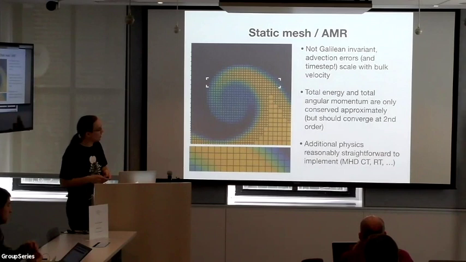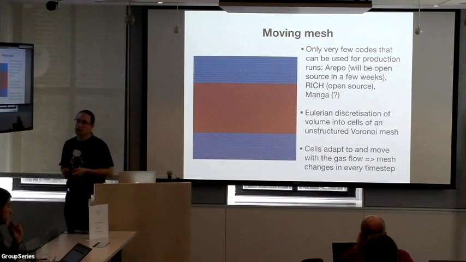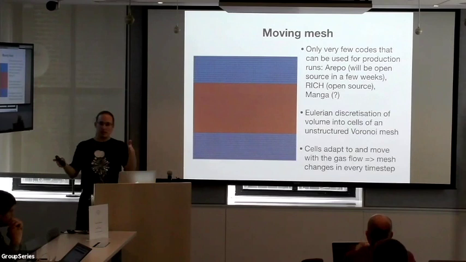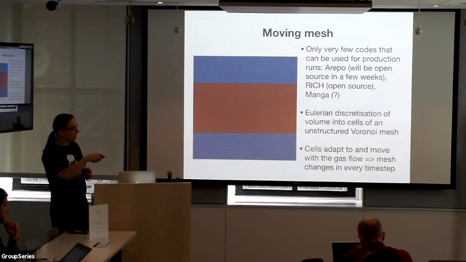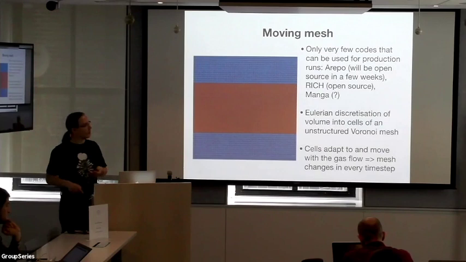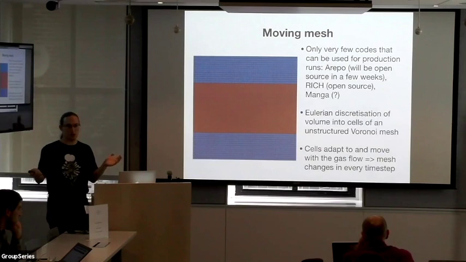Then, last but not least, moving mesh. So moving mesh is, to a degree, in between the static mesh and SPH. There are only very few codes until now. There's Arepo, there's Rich, and there's now Manga. Rich, I think the 2D version is open source, and the 3D is available on request. Everything is open source, just different branches.